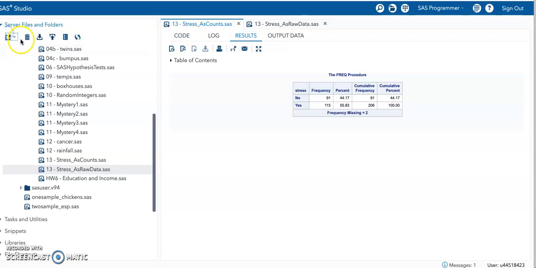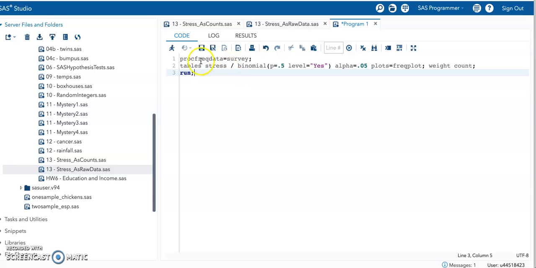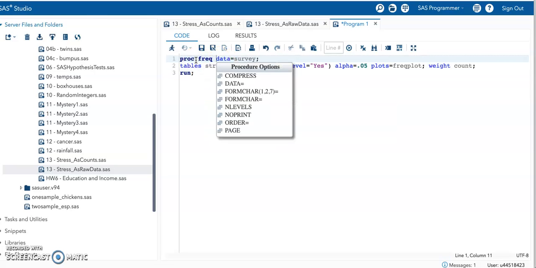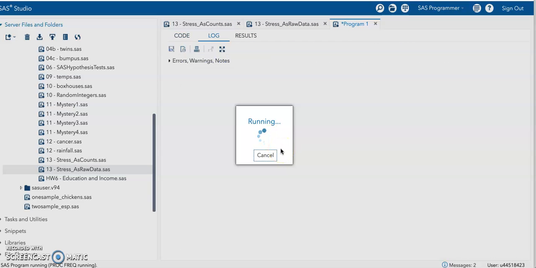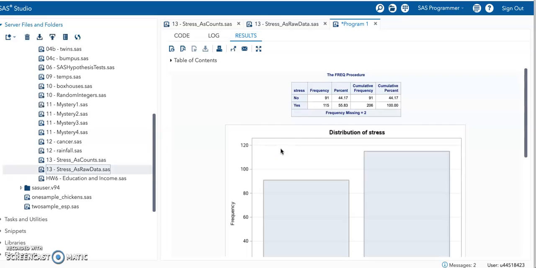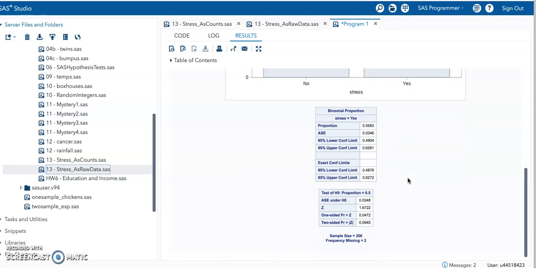So let me try actually opening a new window here real quick. And it took out all of my spaces, or at least on that first line, so I'll need to add those back in. Let me try running this. And you can see that I've still got that table. I've also got a graph now showing me how many yeses and how many nos I had. And then I've got a bunch of information here that we're going to use to fill in what's on the next page.